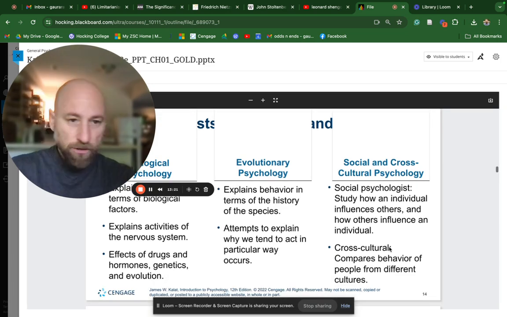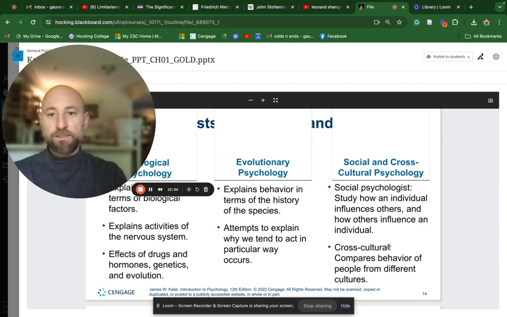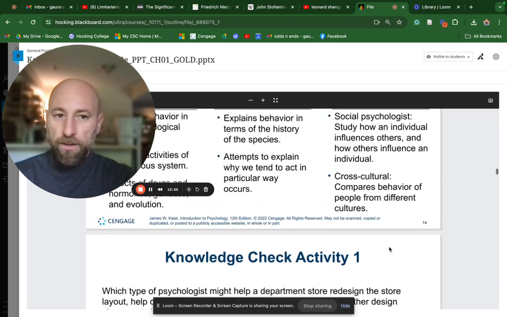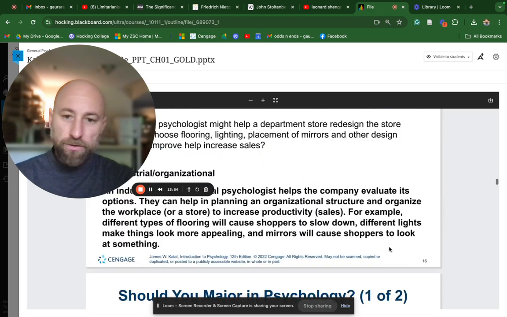And you have social psychologists and cross-cultural psychologists. Social psychologists study how an individual influences others and how others influence an individual. So the big questions of human nature and human behavior: trauma, religion, politics, love, relationships, all that stuff. Cross-cultural psychologists study psychology across different cultures. There are some important differences, and we'll come to those as the course goes on.